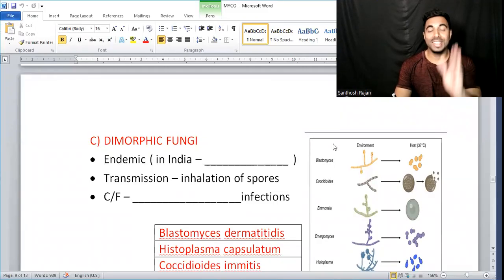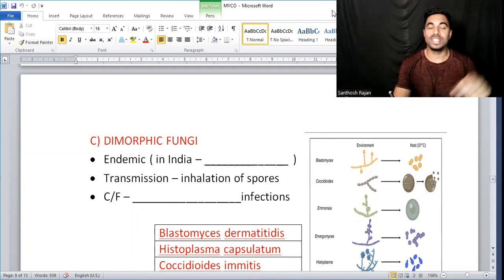We have completed the superficial skin fungal infections, and then we completed subcutaneous fungal infections. Now we are coming to dimorphic fungi and the opportunistic fungal infections, otherwise also called systemic fungal infections.